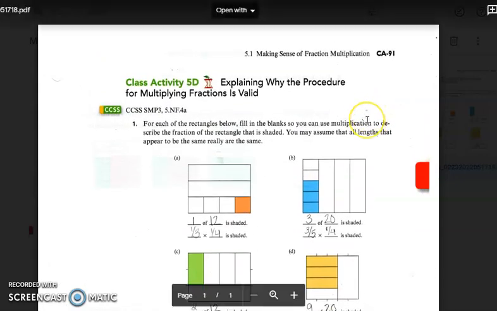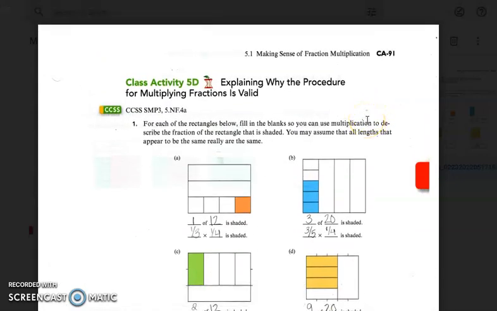Here we're going over how to explain the procedure for multiplying fractions and how it is valid. So here you can see a box. You can't see that it's all the way broken up, but if you were to think about it, you can see here that there's 4 spots, and one of those 4 spots is covered. So here is my 1/4. Also, if you look here, there's 3 spots, and one of those 3 is covered.